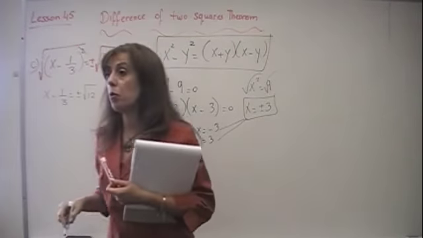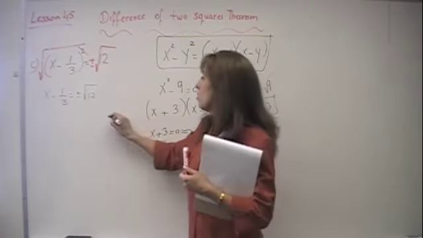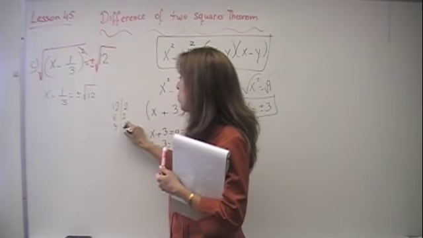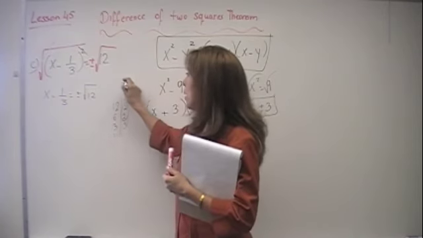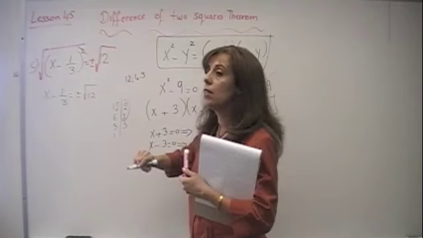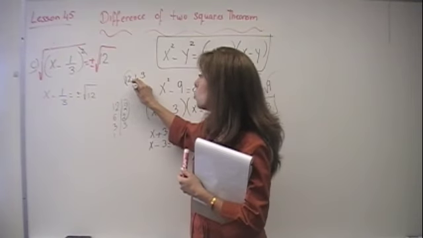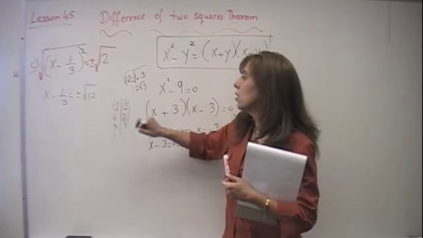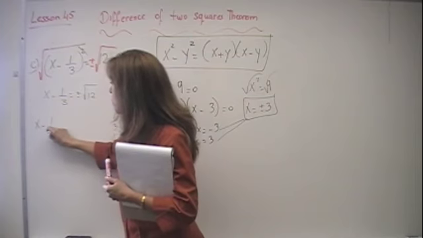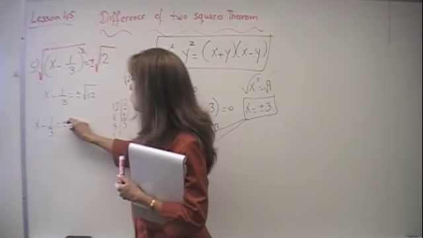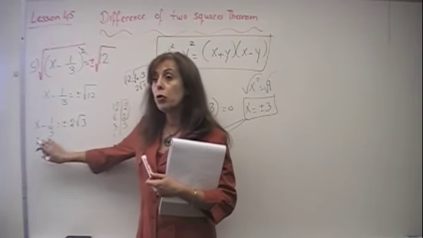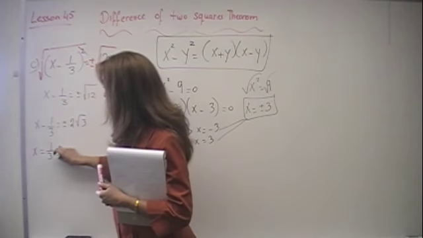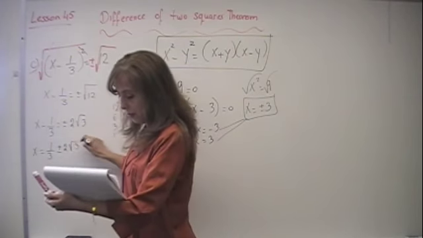Now 12 is a composite number. I can prime factor it. If I take the 12, 2, 6, 2, 3, 3, 1. That means my 12, I can write it as 4 times 3. Therefore, square root of 12 equals square root of 4 times 3. Square root of 4 is 2, times square root of 3. So here I can say x minus 1/3 equals positive negative 2 square root of 3. Move the 1/3 to the other side, where x will be 1/3 positive negative 2 square root of 3.